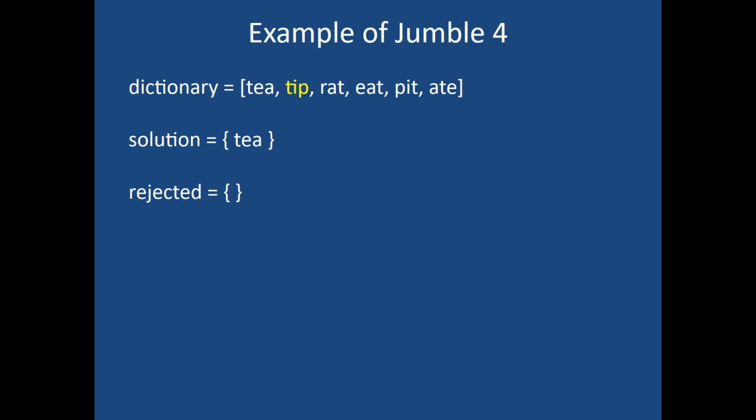Now, looking ahead, eventually T will come out of solutions and be stuck into rejected. What will cause that?